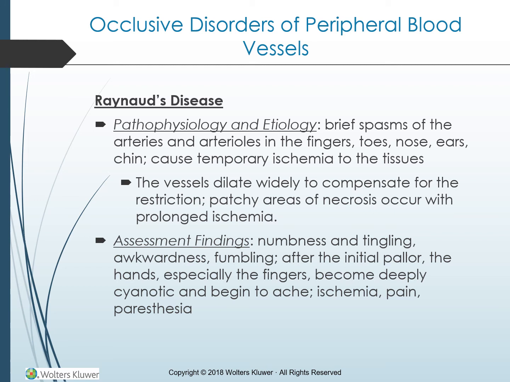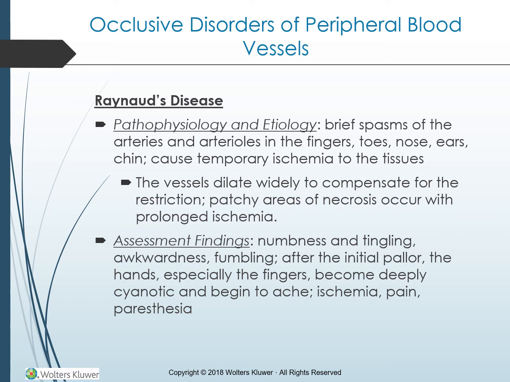Assessments. Attacks are intermittent and of varying frequency, but are especially common after exposure to cold. When the condition occurs in the hands, they become cold, blanched, and wet with perspiration. Numbness and tingling also may occur. The client may note awkwardness and fumbling, especially when attempting fine movements. After the initial pallor, the hands, especially the fingers, become deeply cyanotic and begin to ache. The hallmark symptoms of arterial insufficiency include ischemia, pain, and paresthesia.